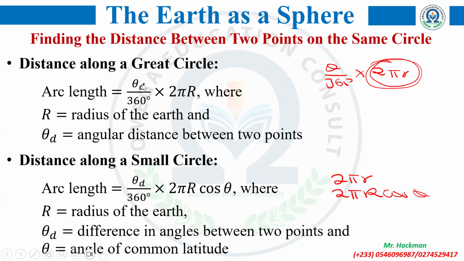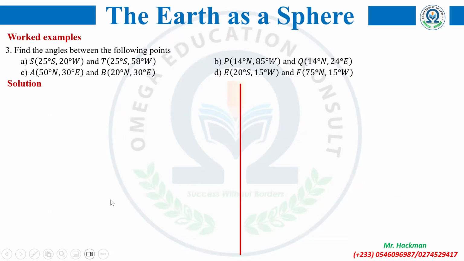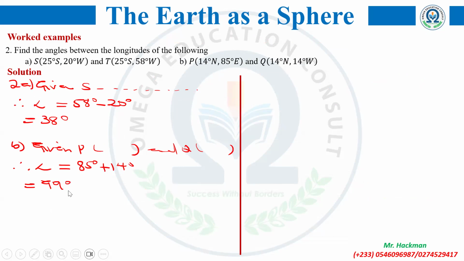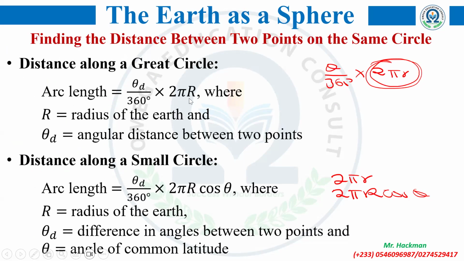An arc is part of a circumference, where theta sub d is the angular distance between the 2 points, which is the same as the difference in angle between the 2 points, and r is the radius of the earth. That's coming from a great circle. The same thing applies for the distance along a small circle, which will also be an arc length. If you go back here, you can see that the distance that you are looking at between these 2 points is the length of an arc. So you always use the length of an arc, but the arc will depend on a particular radius. If the radius is big R, then it's coming from the great circle.